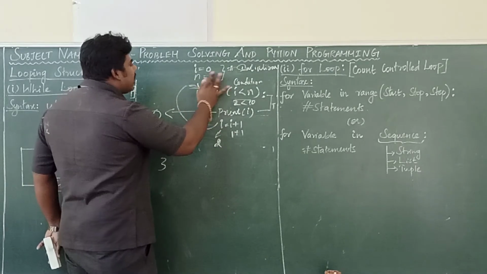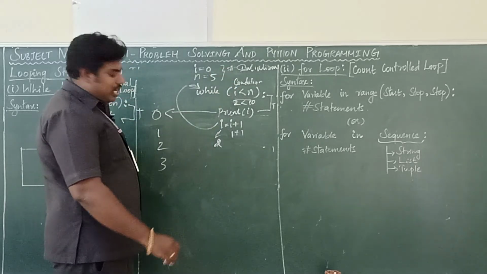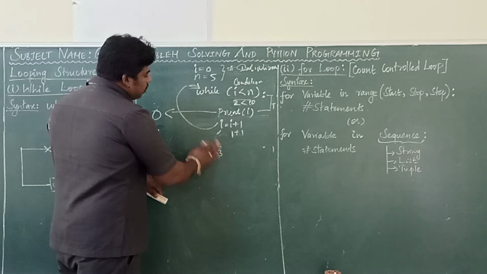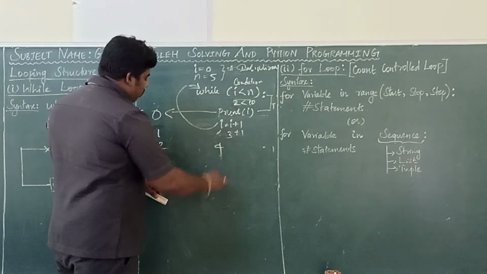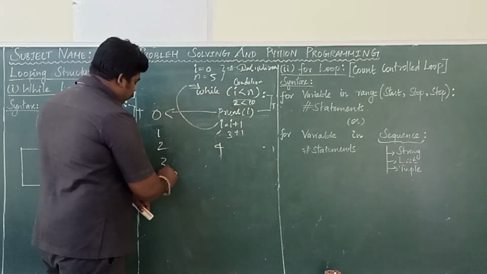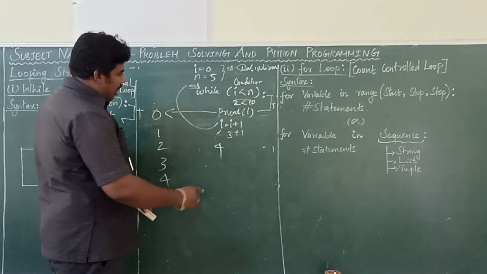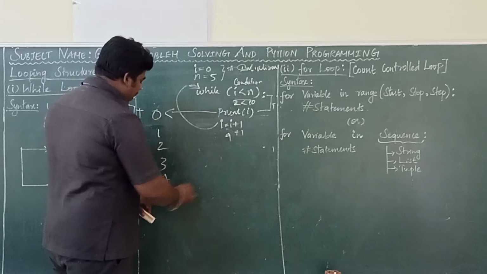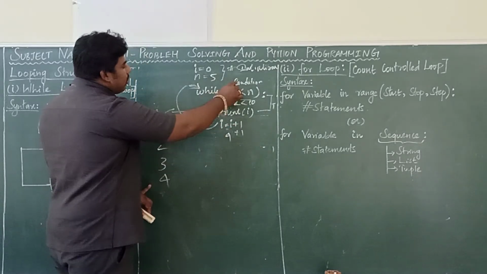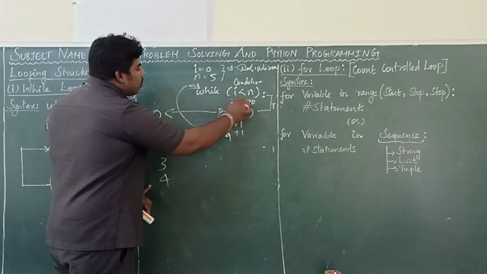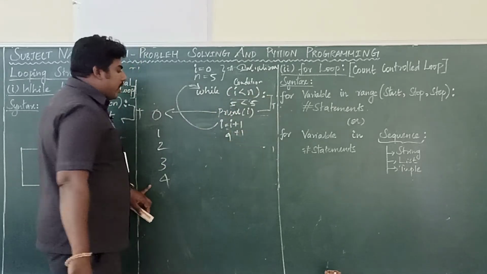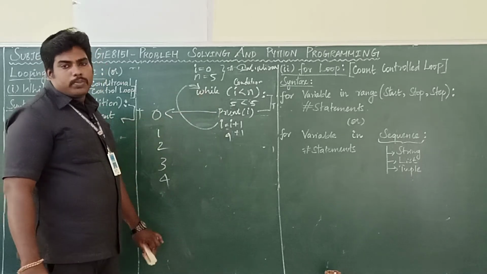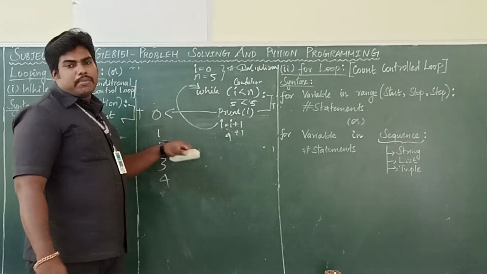Suppose consider your n value is 5. Sorry, the n value is 5. Now the i value is 3. So 3 plus 1, you will get 4. 4 less than 5. At last your i value should be 4. 4 plus 1 is 5. So here 5 less than 5. Is the condition true or false? False. At that time it comes out of the loop. That's the reason we are using increment or decrement.